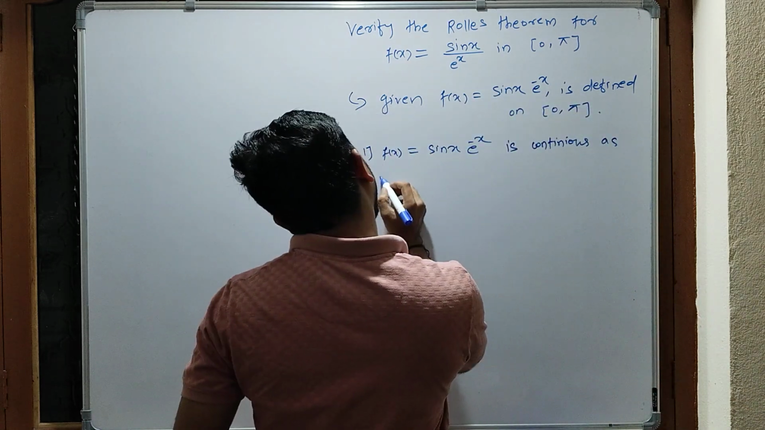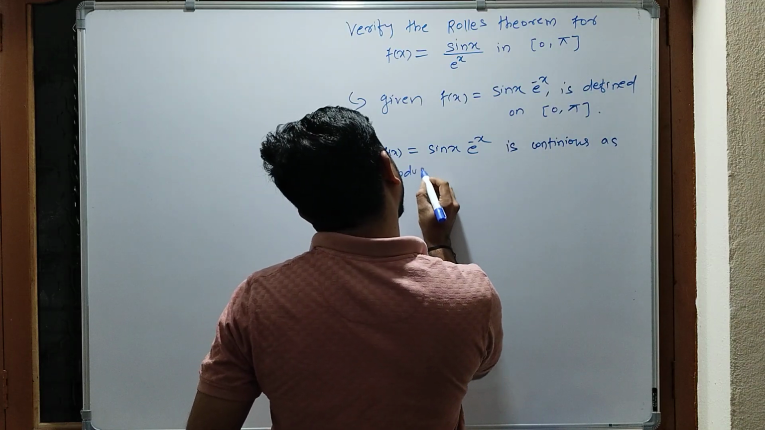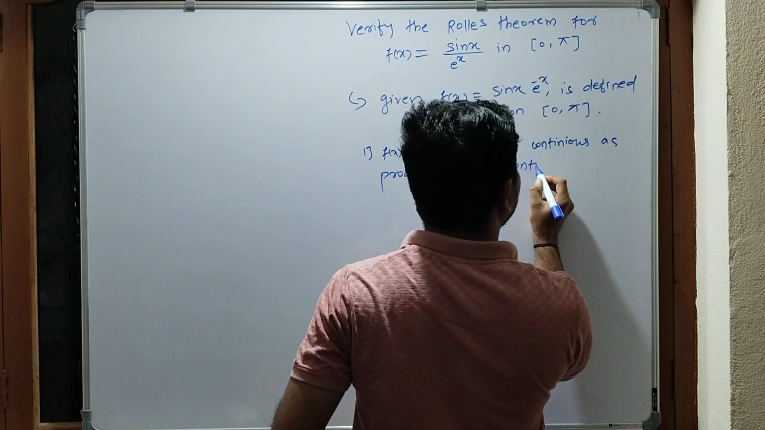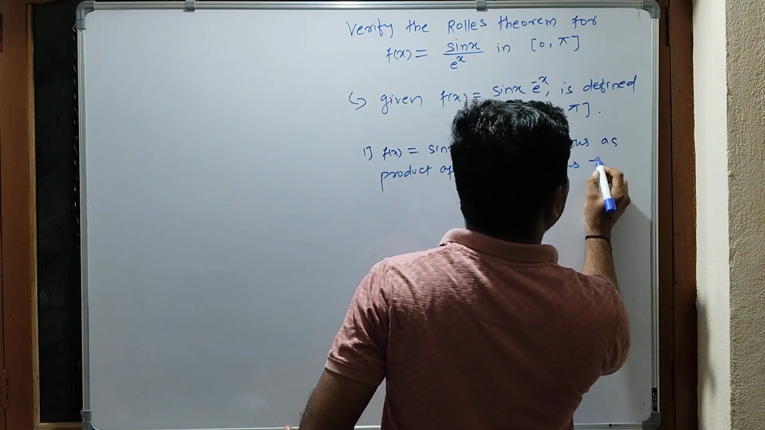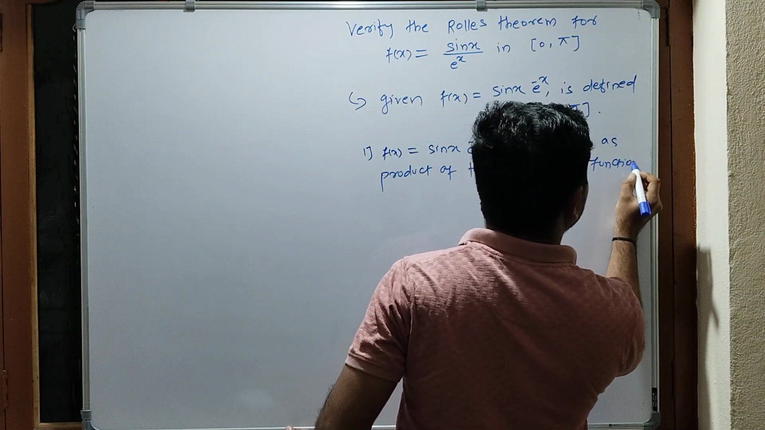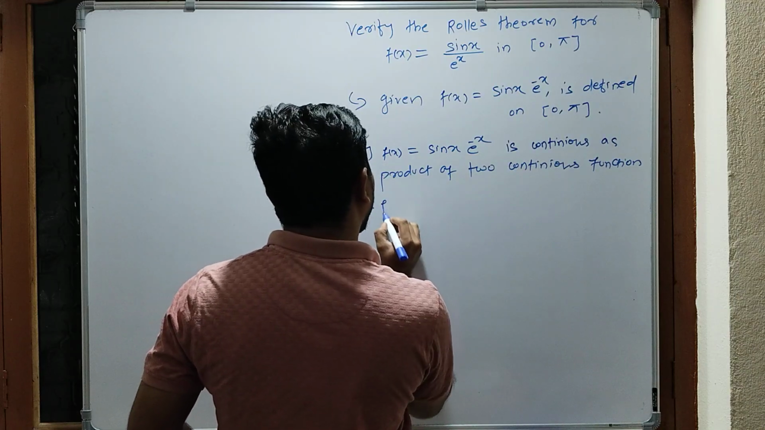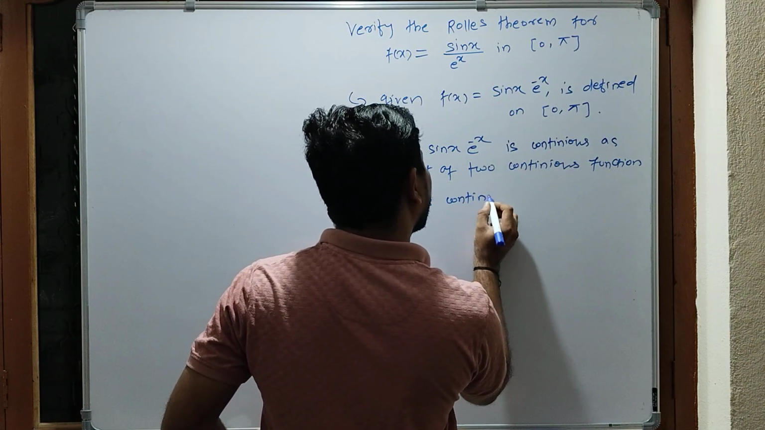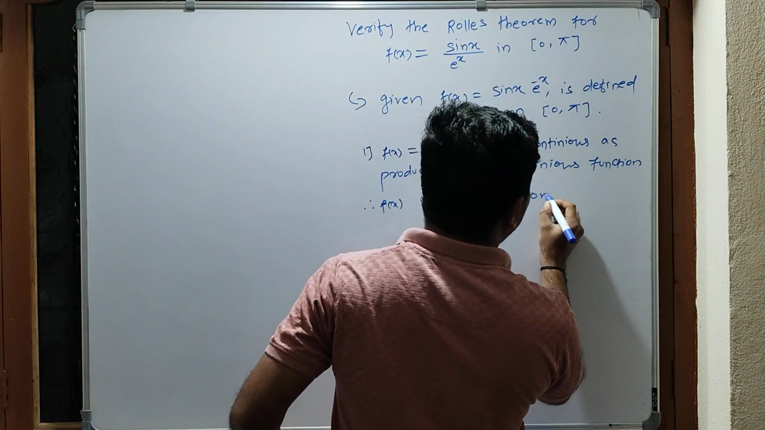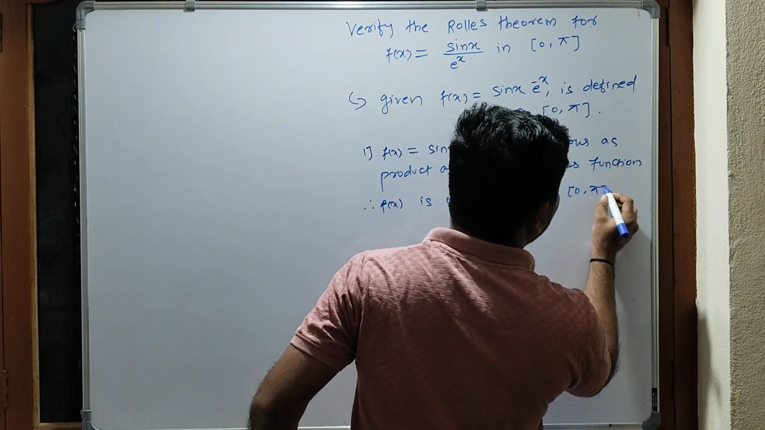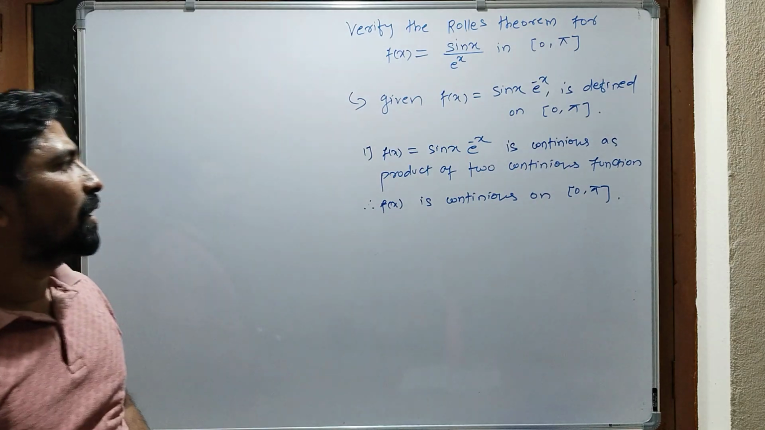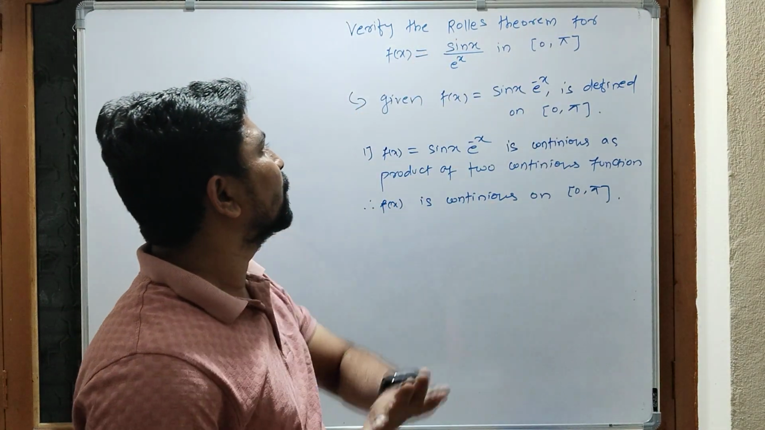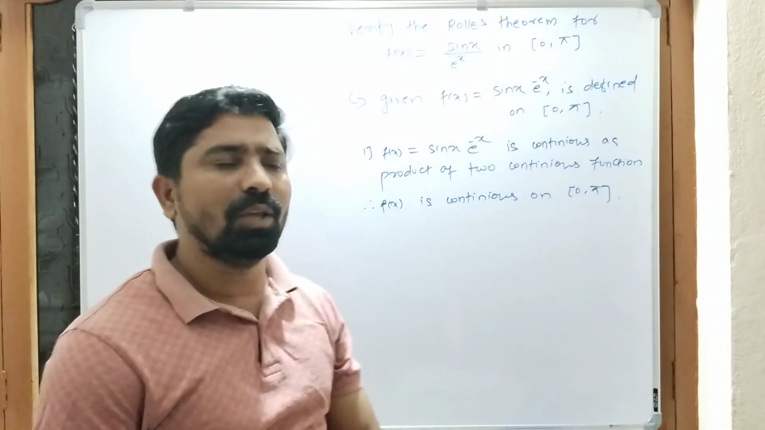So f is continuous as the product of two continuous functions. Therefore f of x is continuous on the closed interval 0 to pi. So this is the first condition. This means that the first condition of Rolle's theorem is satisfied by the given function f of x equal to sin x by e power x.